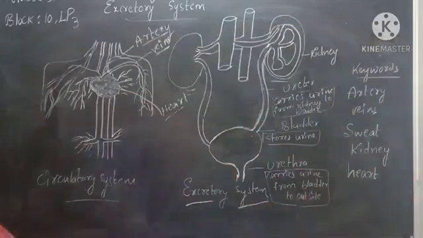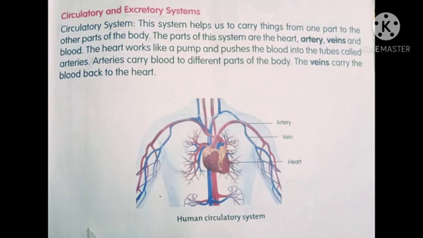Okay children, now you can open your content book. See here, circulatory and excretory system. Circulatory system. This system helps us to carry things from one part to the other parts of the body. The parts of this system are heart, arteries, veins and blood. The heart works like a pump and pushes the blood into the tubes called arteries. Arteries carry blood to different parts of the body. The veins carry the blood back to the heart.